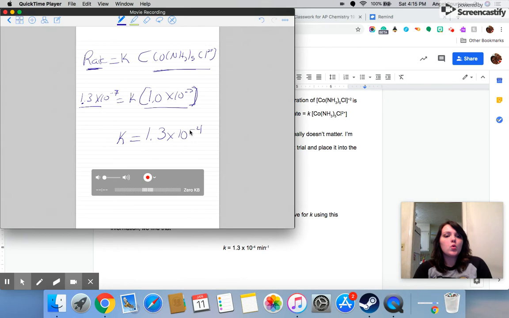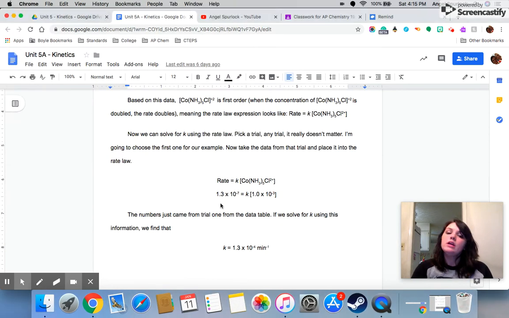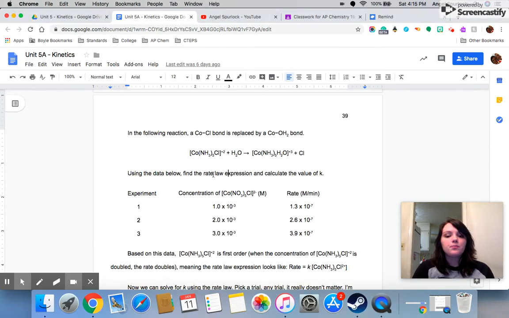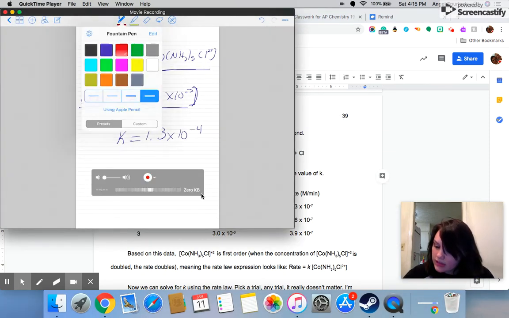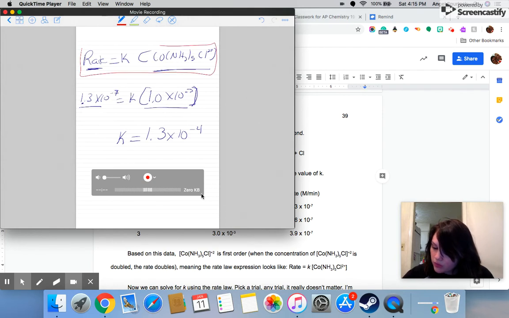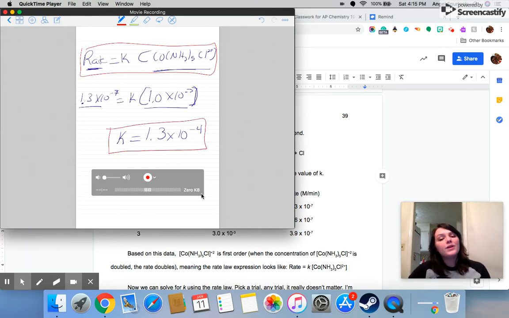All right, cool. Simple enough, right? Well, here's the thing. When they asked us to find the rate law expression, that was nice and easy. We did that after we determined that the reactant was first order, and we were done. When they ask us to find the K value, they expect us to also include the units.